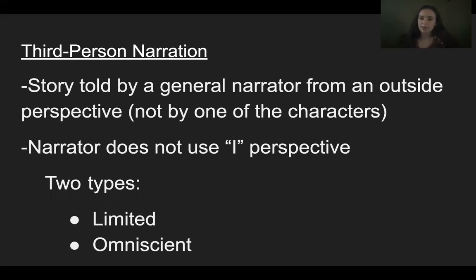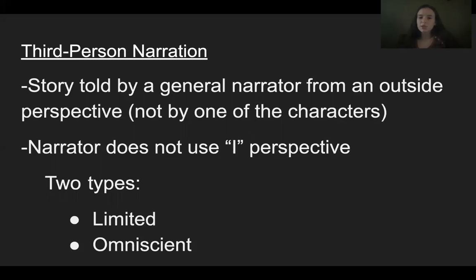So third person narration is told by sort of a general narrator who is outside of the story. So not by one of the characters themselves, but someone sort of like describing from the outside something that happened. So if I were to tell a story about something that happened to one of my friends, I would be telling it from the third person narration, describing what happened to them. And so in this form of narration, the narrator does not speak from their own perspective and has sort of a broader point of view that is less personal.